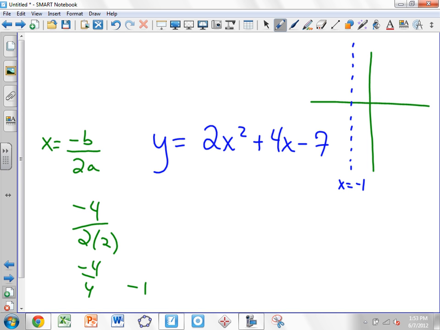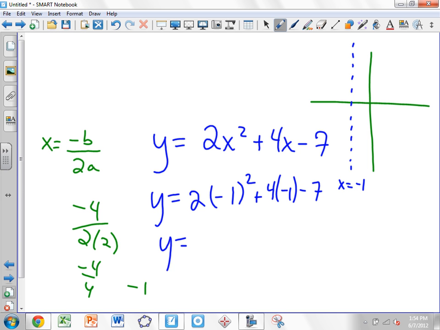Good, but how do I figure it out? What do I do? Good. So we'd say negative 1 here, plug the negative 1 over here, and minus 7 to get our vertex. Very good. Negative 1 squared is 1. 1 times 2 is 2. It's going to be a negative 4, negative 7. That's negative 11 and 2 is negative 9, rather. So that's the y value of the vertex.